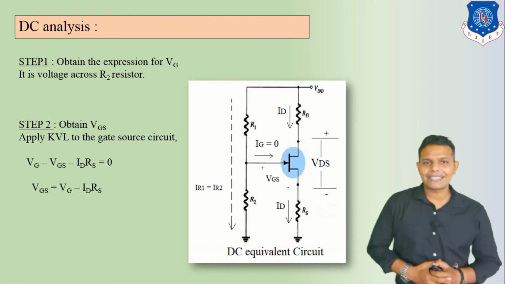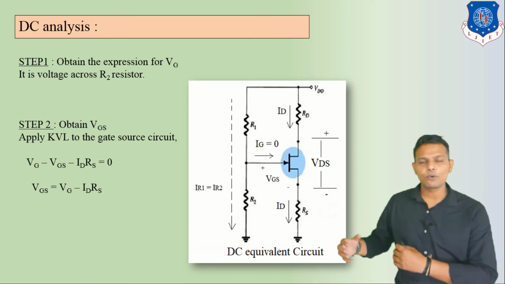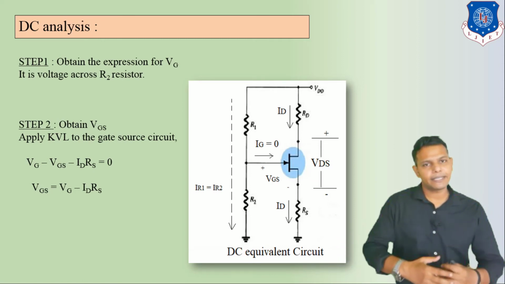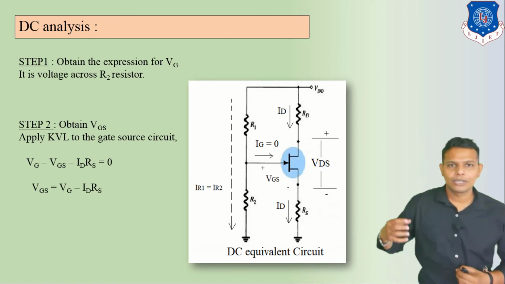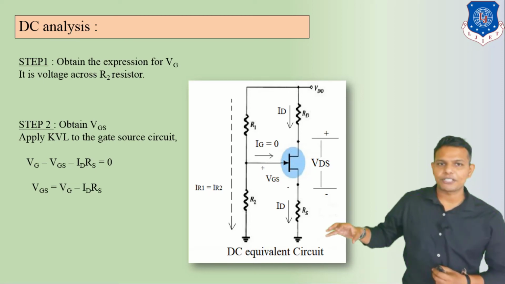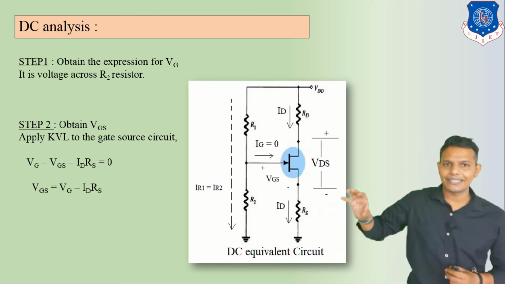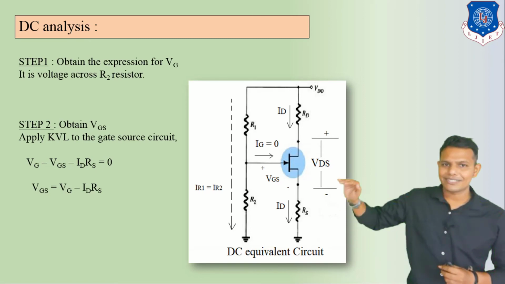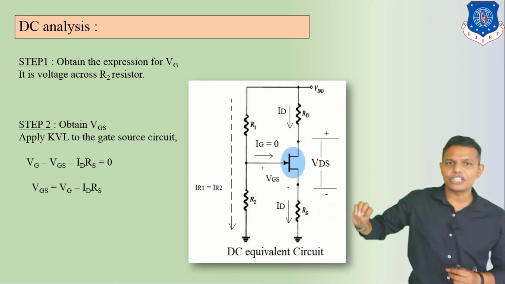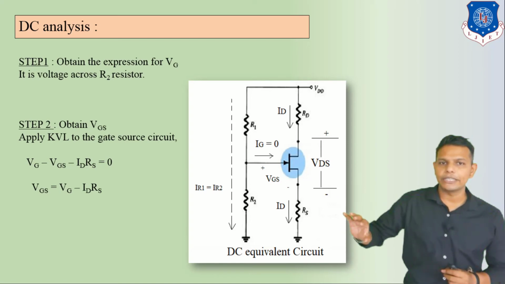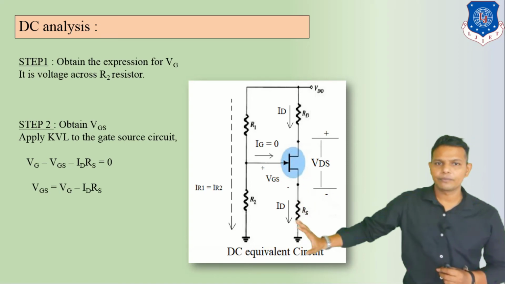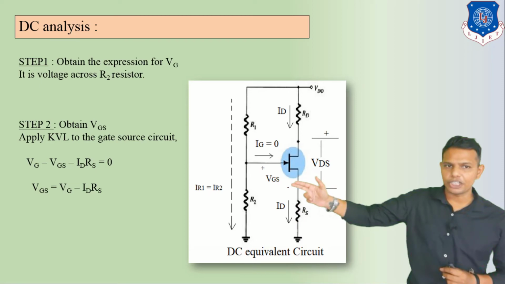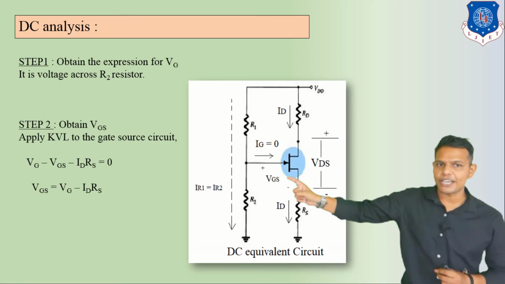Now here, DC analysis. Similarly, we are going to analyze from the input side and finally at the output side. So step number 1, obtain the expression of VG. It is the voltage across resistor R2. Now step number 2, obtain VGS. Apply KVL to the gate source side. Now what happened? VG minus VGS.